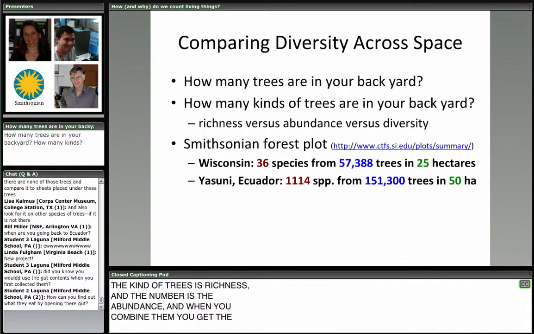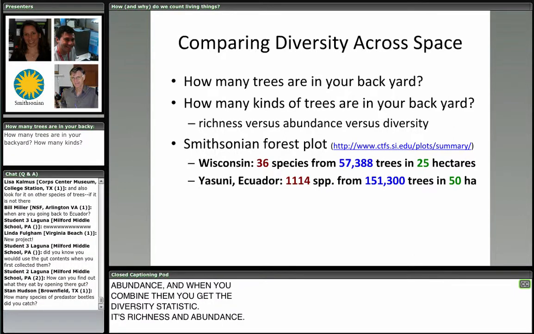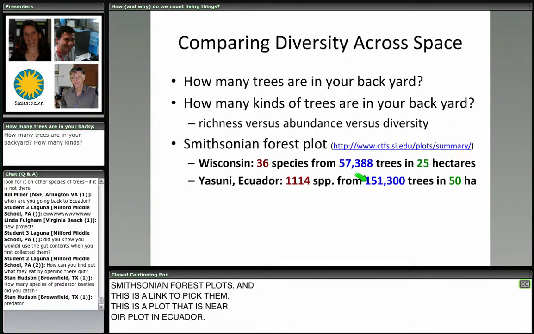And so if you look at all of our Smithsonian forest plots around the world, and this is the link where you can see all of them, I just picked two examples here to compare. So this is the plot that is near our plots in Yasuní, Ecuador. This is a 50-hectare plot, so a lot bigger space. And you can see how many individual trees and how many species of trees they collected.